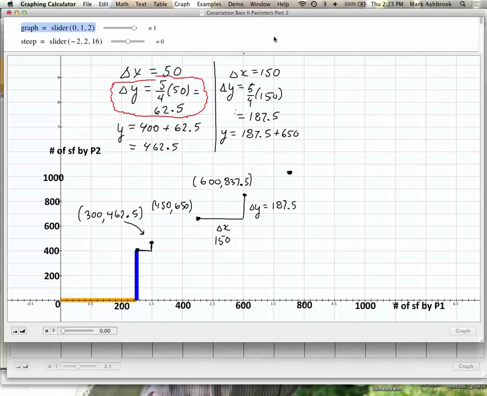Well, before I do that, let's go back to our question. Is y changing at a constant rate with respect to x or not? Yes. And so those who were saying no before, are you saying yes now? What changed your mind?